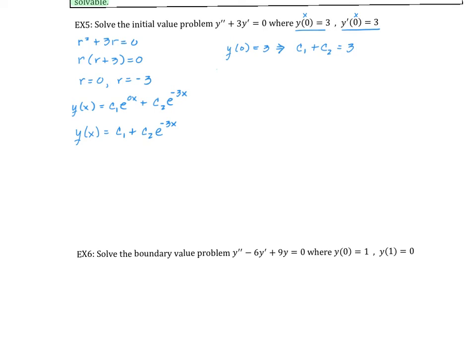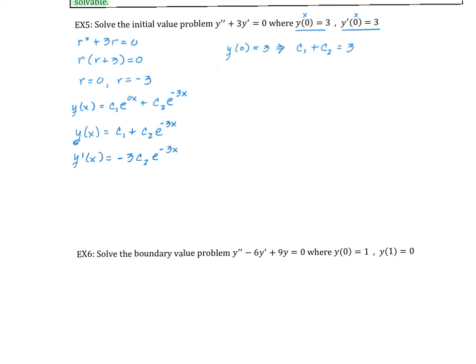So now I'm going to use that second condition that y prime of 0 is equal to 3, only I don't have y prime. So I'm going to take my general solution and I'm going to take its derivative. So the derivative of c sub 1 is just 0 since it's constant. And then the derivative of c sub 2 e to the negative 3x is going to be negative 3 c sub 2 e to the negative 3x.